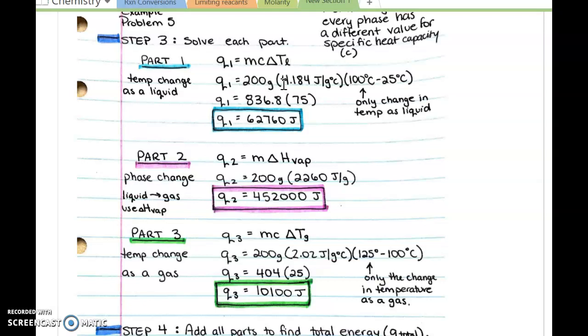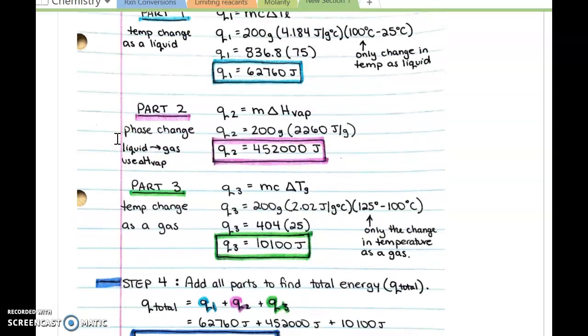So 200 grams times 4.184 times, and this is only the change in the temperature as a liquid. So our final temperature as a liquid is 100 degrees, because at 100 degrees, we have to do a phase change. Our initial temperature as a liquid was 25. So that's why we get this 75 value. Do the math, 62,760 joules for the value of Q1. Box it, stick it to the side.